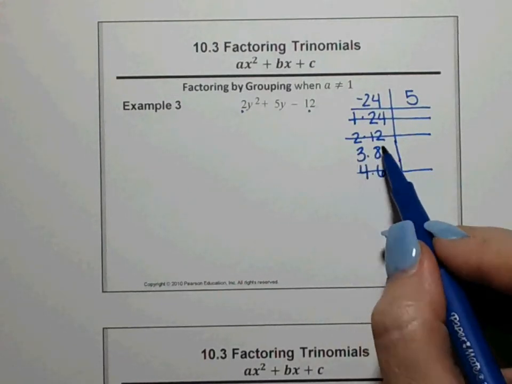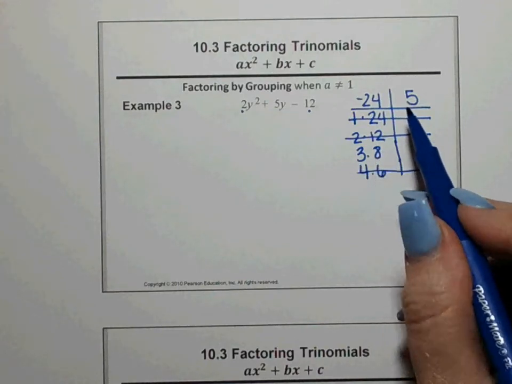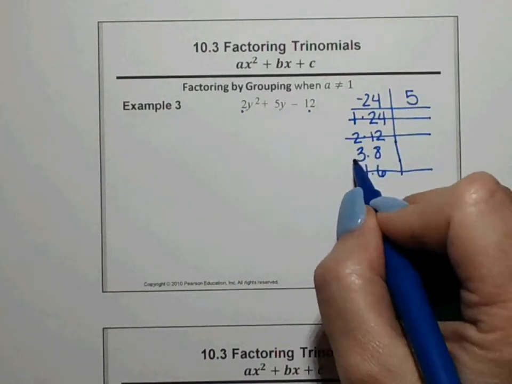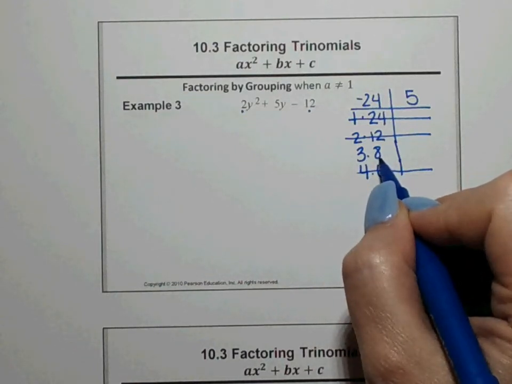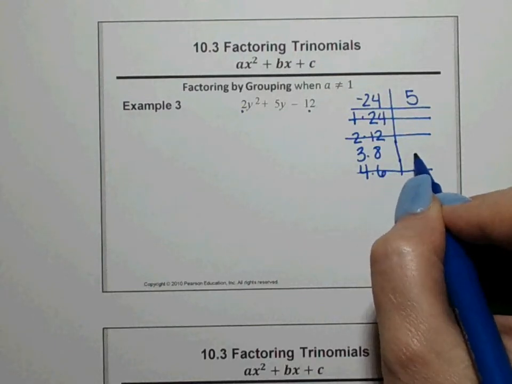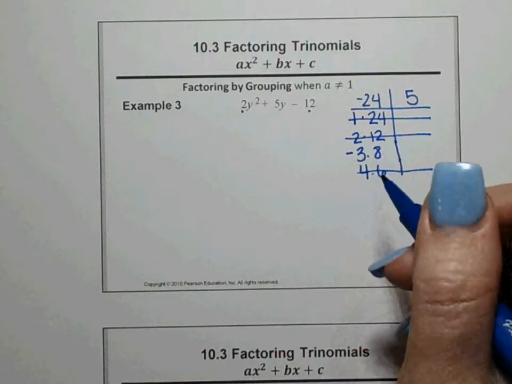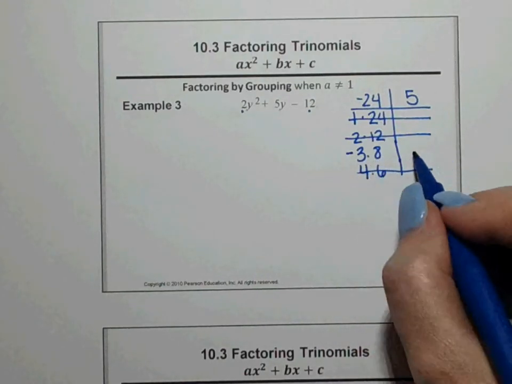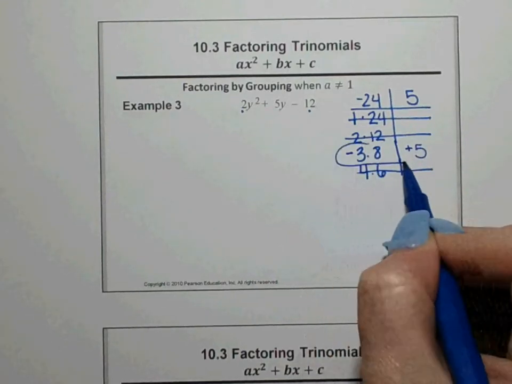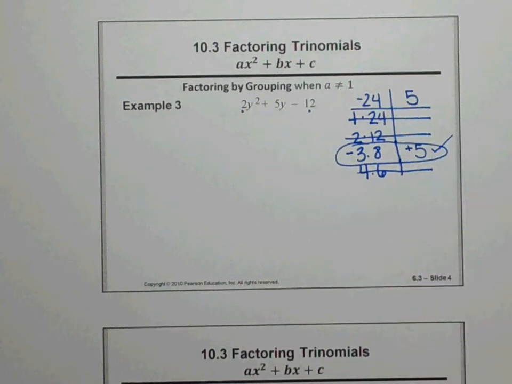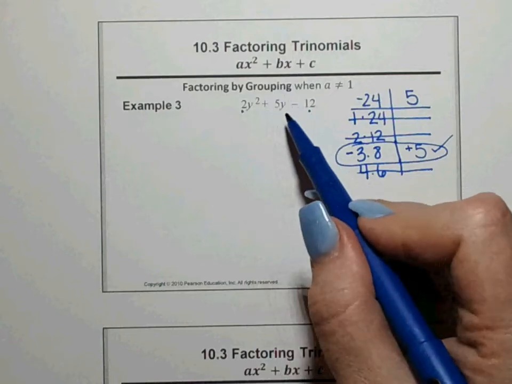But I can play around with the negative and positive of these two to figure out how I can get to a positive 5. So if my 3 is positive and my 8 is negative, I would end up with a negative 5. But if my 3 is negative and my 8 is positive, when I add those two numbers together, I would get a positive 5. So that is my winner. So these are the two factors of negative 24 that I'm going to use to rewrite this B term.